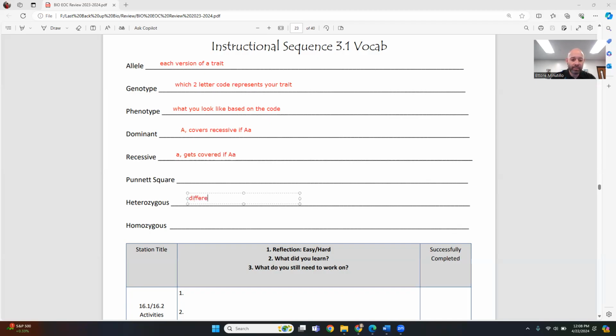Heterozygous, different alleles, like big A, little a. And homozygous, two of the same allele form, like big B, or little b, or capital P, kind of a thing.